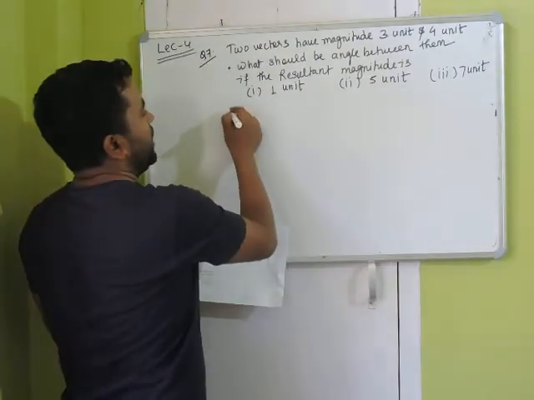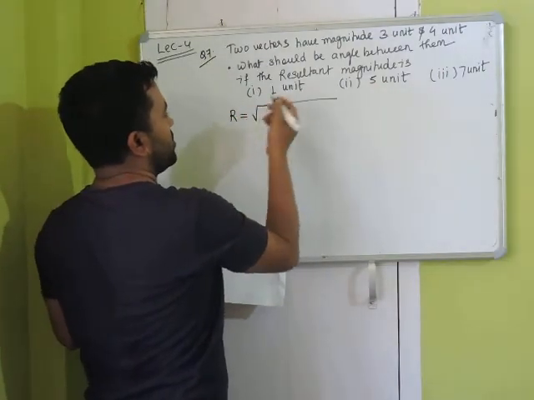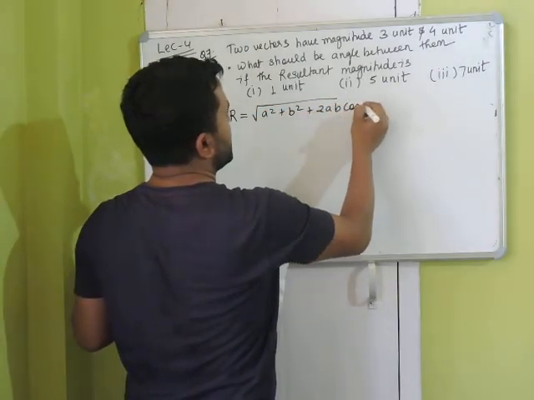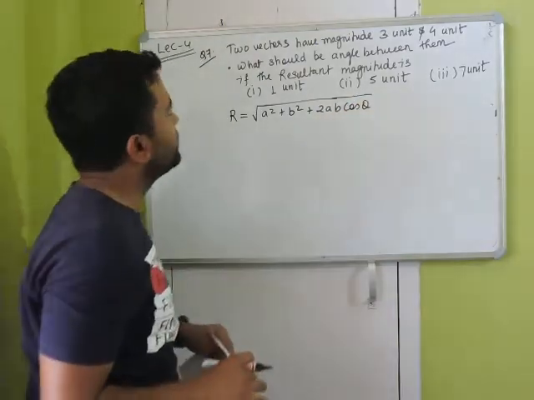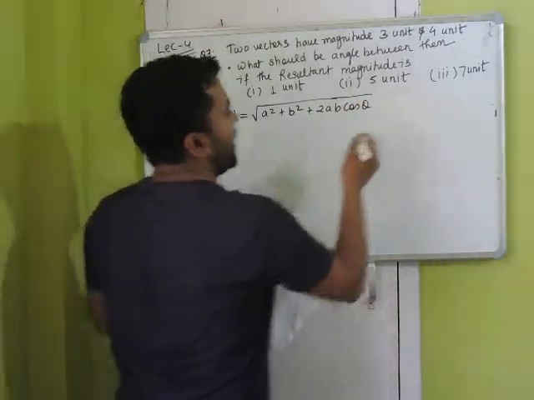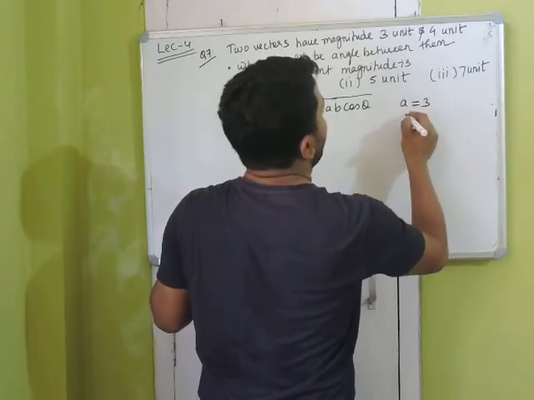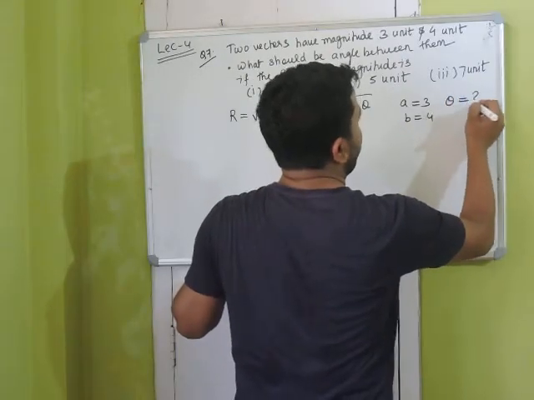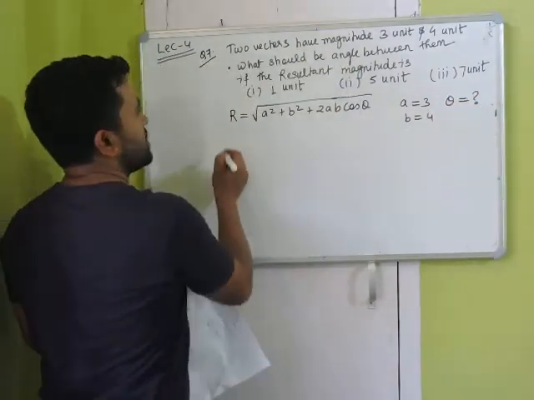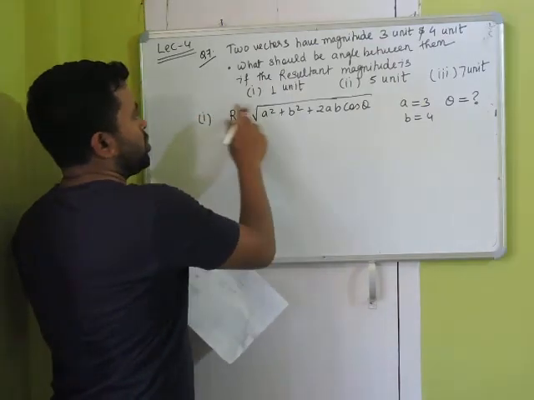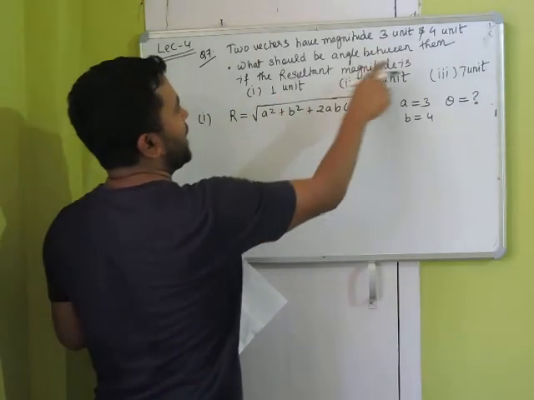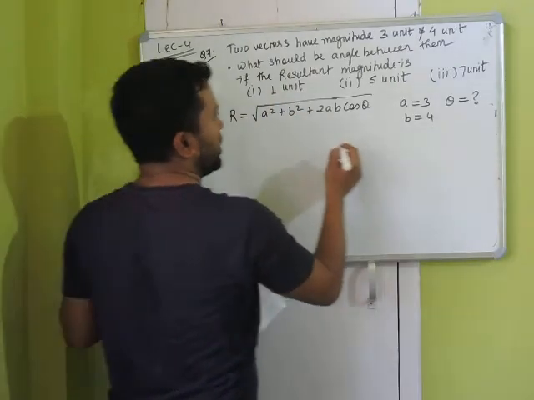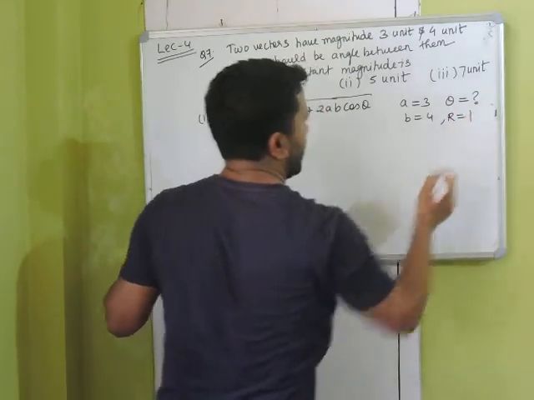Okay. So again we'll use the same result that we are using, a square plus b square plus 2ab cos theta. This is the resultant of two vectors, right? Now a and b are given, magnitude of a is 3, magnitude of b is 4, and we have to find theta in all the cases. Now let us discuss the first case, right? The resultant magnitude is 1, it is given. So in the first case r is 1.